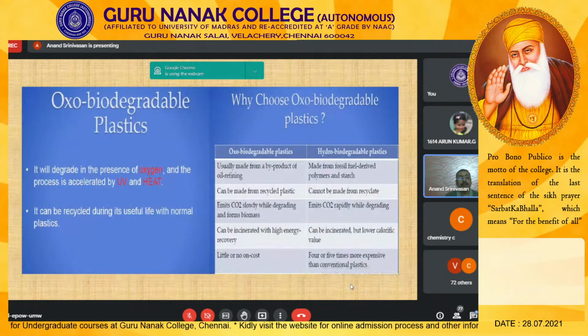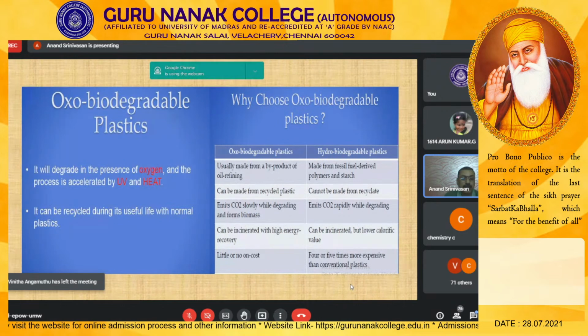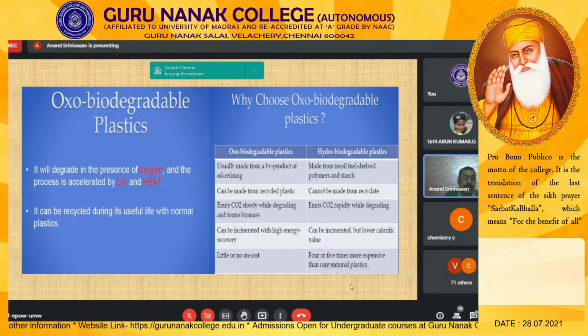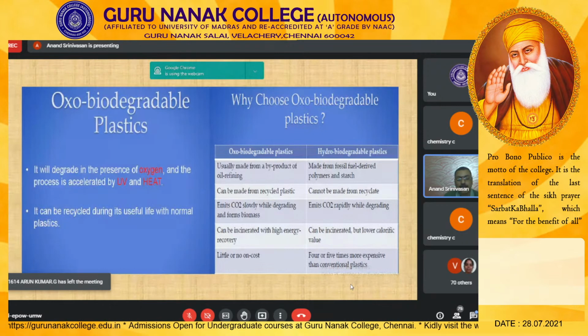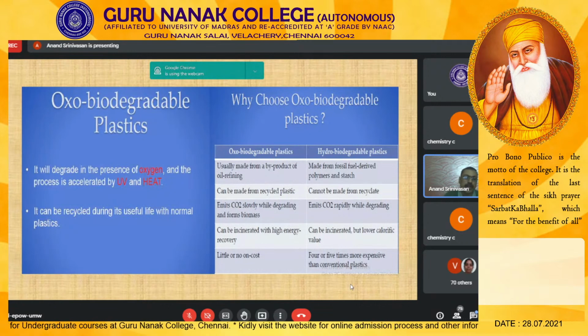And you also have oxo-biodegradable plastics. They degrade in the presence of oxygen, and the process is accelerated by UV and heat. So you have an oxo-biodegradable polymer which will undergo degradation under the influence of oxygen. And it can be recycled during its useful life with normal plastic. Therefore, when you ask me which polymer I would prefer, I would always prefer oxo-biodegradable polymers over hydrobiodegradable polymers.